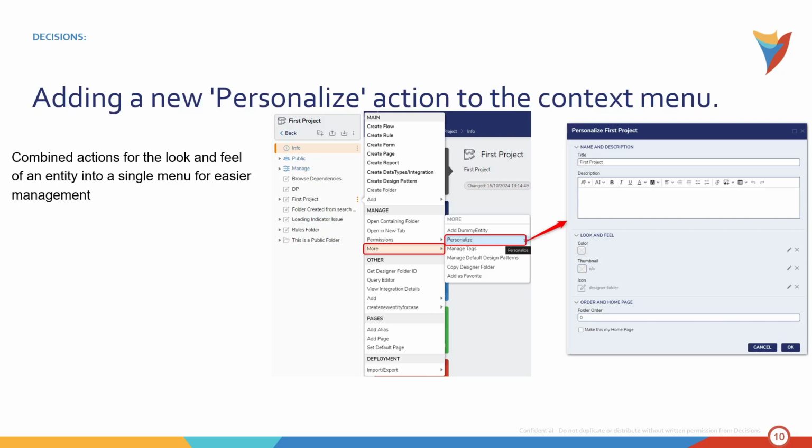One of the major changes is the addition of the new personalize action. Previously, there were multiple actions that opened dialogues for settings like look and feel, name, description, order, and homepage. Now we've consolidated these settings under a single action called personalize. When you click on this action, a new dialog opens with all the configurations in one place, reducing the number of actions on the context menu.